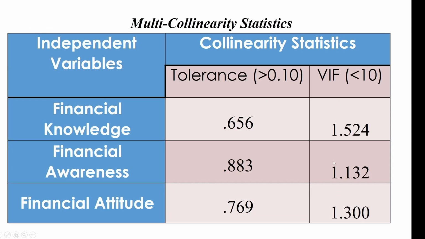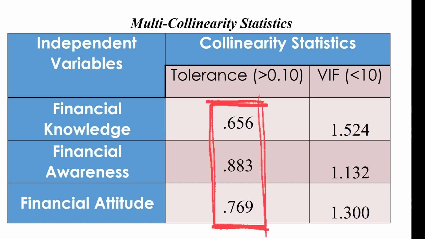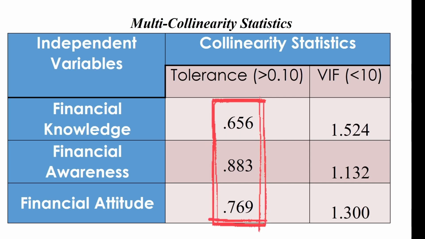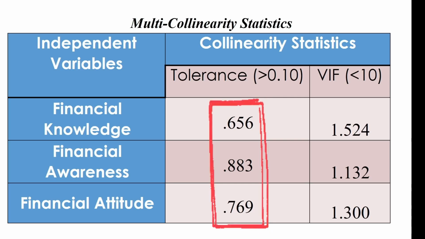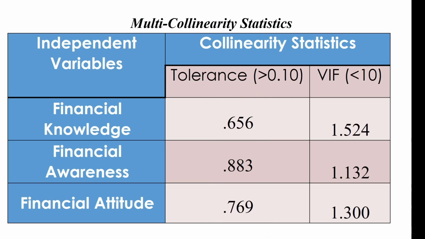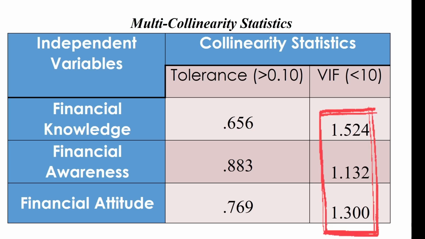The test of multicollinearity can also be carried out to test whether the independent variables are really independent or not. According to collinearity statistics, tolerance values are found to be 0.656 for financial knowledge, 0.883 for financial awareness, and 0.769 for financial attitude, which are higher than 0.10, whereas the variance inflation factor is less than 10 for all the independent variables.